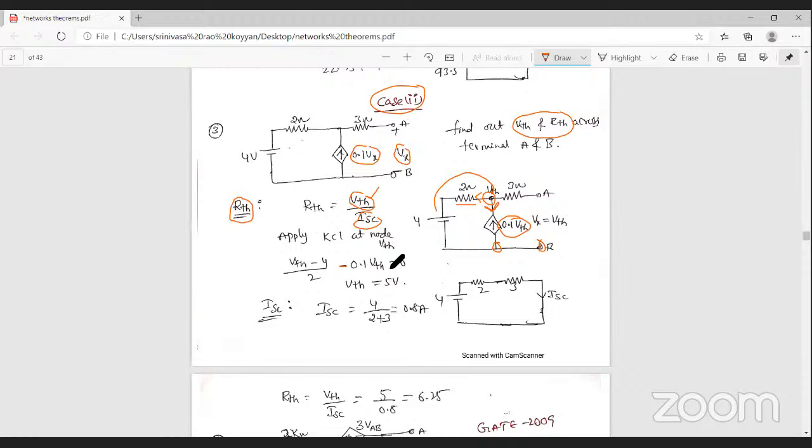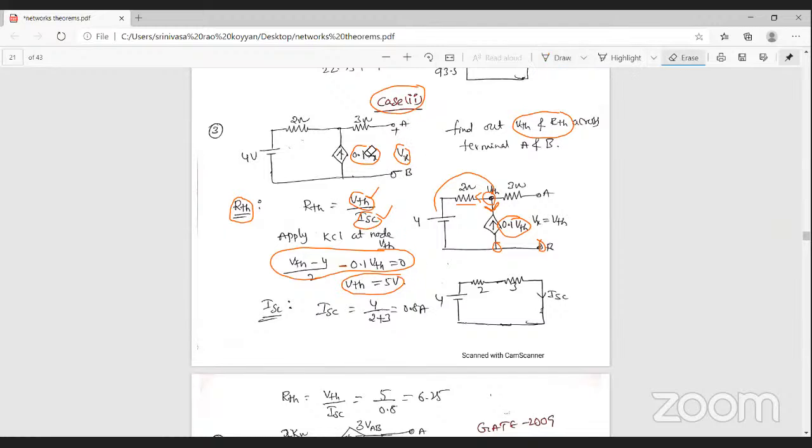That is, (VTH minus 4) by 2 minus 0.1 VTH is equal to 0. So from this equation, VTH is equal to 5 volts. Solve this equation to get Thevenin's voltage, VTH is equal to 5 volts. Okay. The next one, to find out the short circuit current across these two terminals.